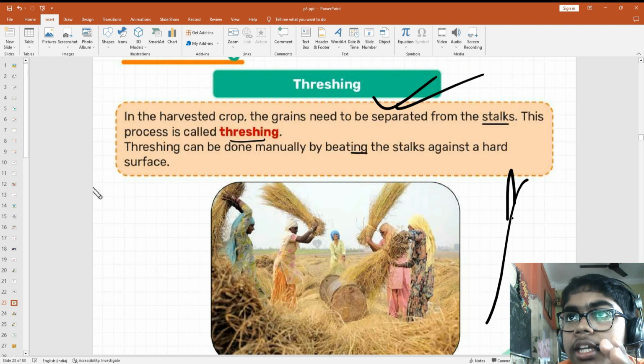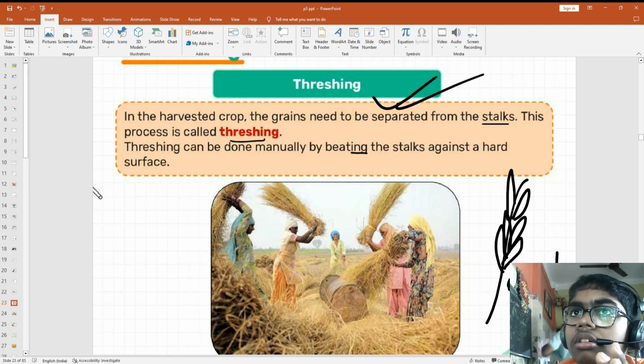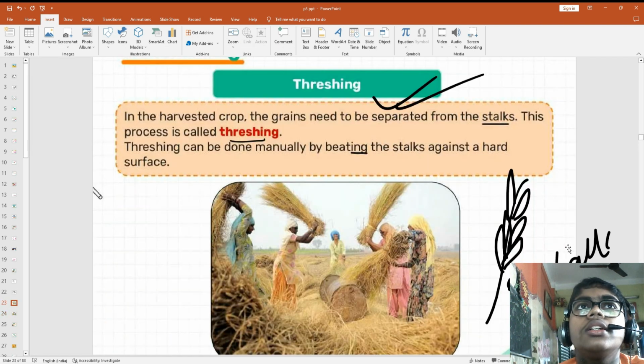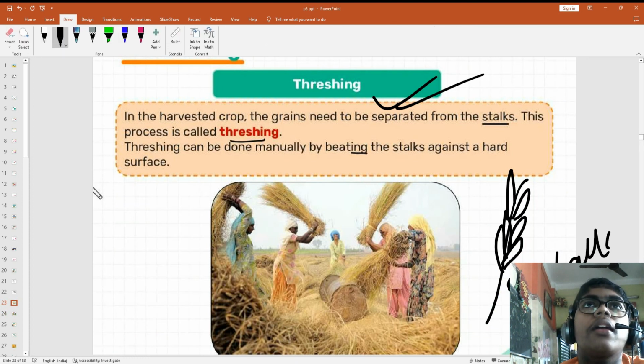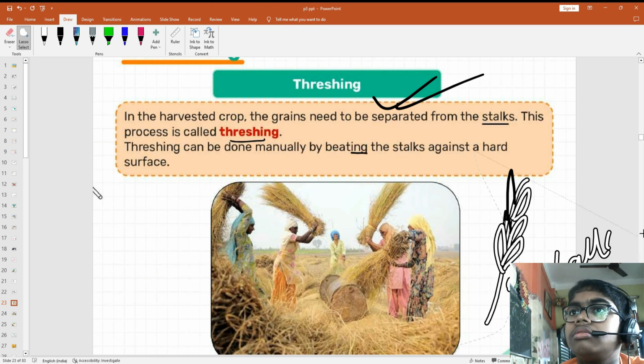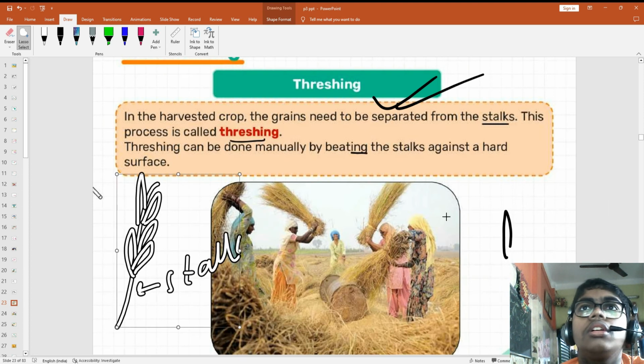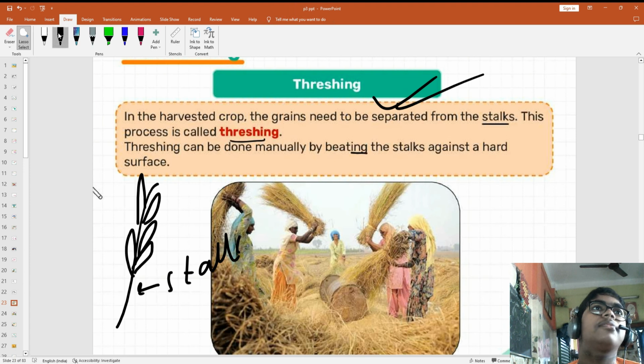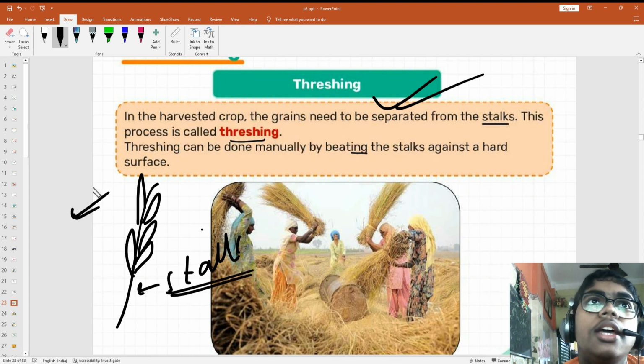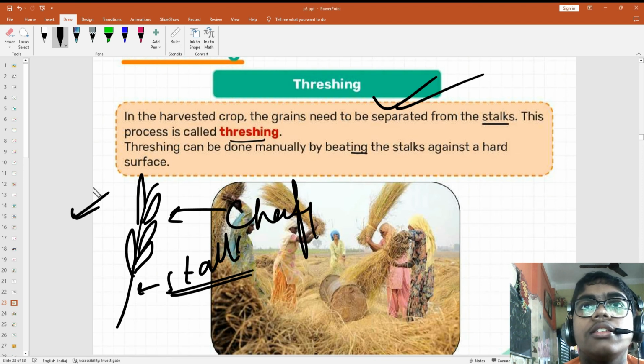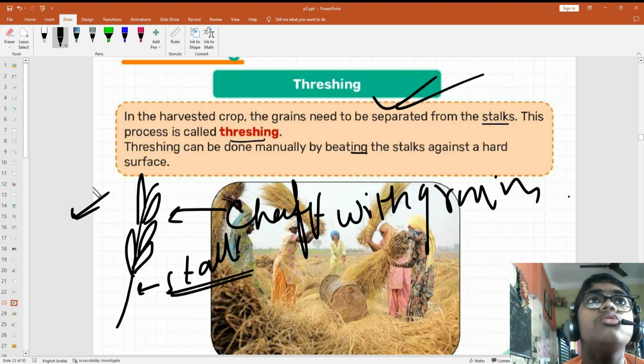Stalks means, I told you, this is our grains, and this is the stalk. Now check this part. Thank you. Who told me to help lasso select? Thank you guys. So this is the stalk I can see, and these are the grains. It's like you can say the chaff with grains. So these grains need to be separated from the stalks. The process of separating the grains from the stalks is known as threshing.